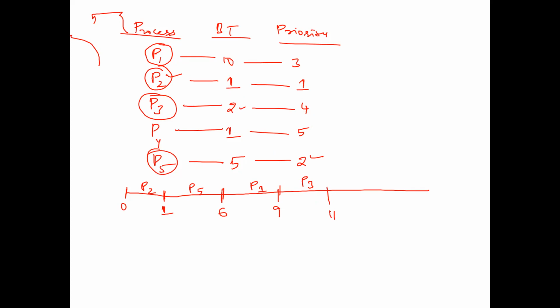And the last one is P4. P4 is the last one, and its burst time is 1. That is 12. Right? So now calculate the individual waiting times. Let me check this once again.